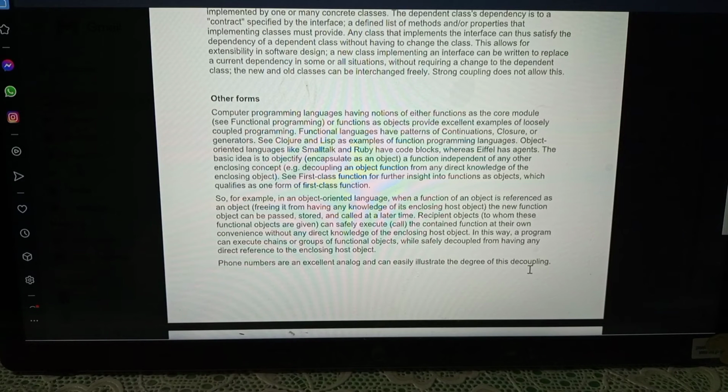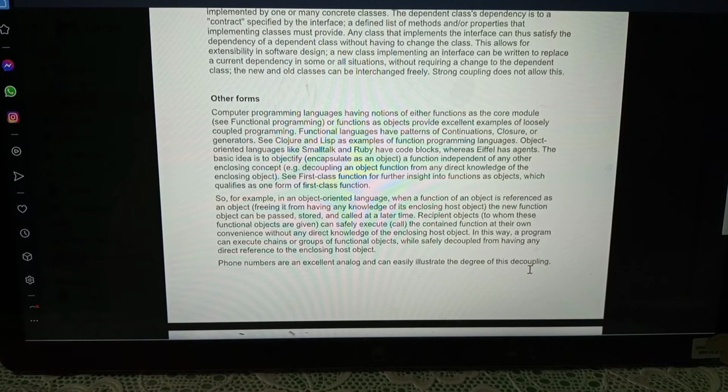Recipient objects to whom those functional objects are given can safely execute or call the contained function at their own convenience without any direct knowledge of the including host object. In this way, a program can execute chains or groups of functional objects while safely decoupled from having any direct reference to the enclosing host object.